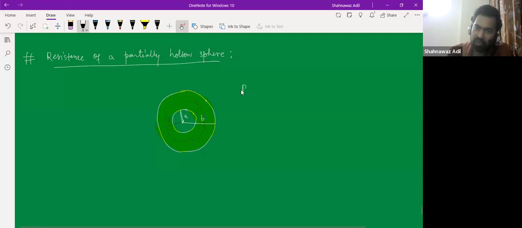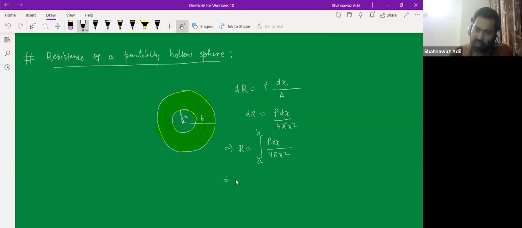So the small resistance would be rho dx divided by the area. So this is how much? Rho dx divided by the area, which is 4 pi x square. This is the area, right? And if you want to find out the total resistance, that would be the integration of this thing, and again the limit would be a to b.